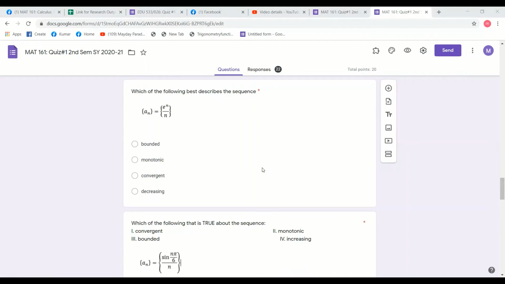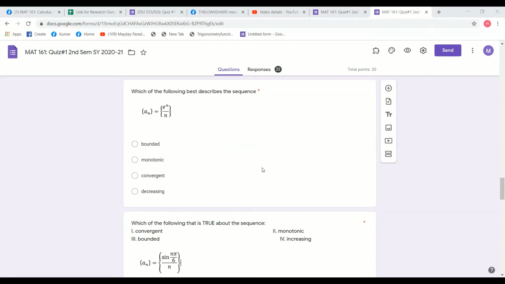So if we try to determine the limit, it's infinity over infinity. So we have an indeterminate form. For this one, you have to apply L'Hopital's rule. If we apply L'Hopital's rule, the derivative of e to the n is e to the n also. The derivative of n is equal to 1, so we have e to the n. So the limit of e to the n is infinity. So therefore, that is not bounded. So A here is false.